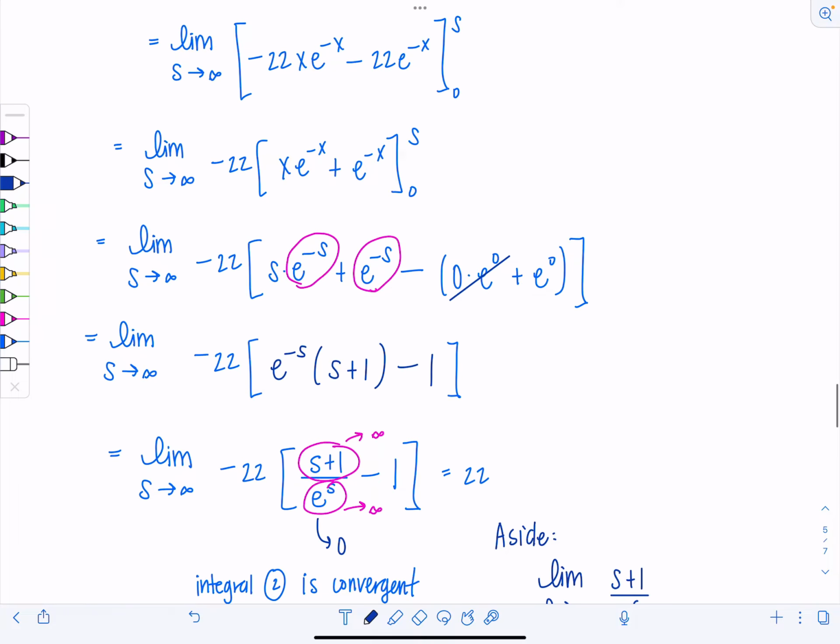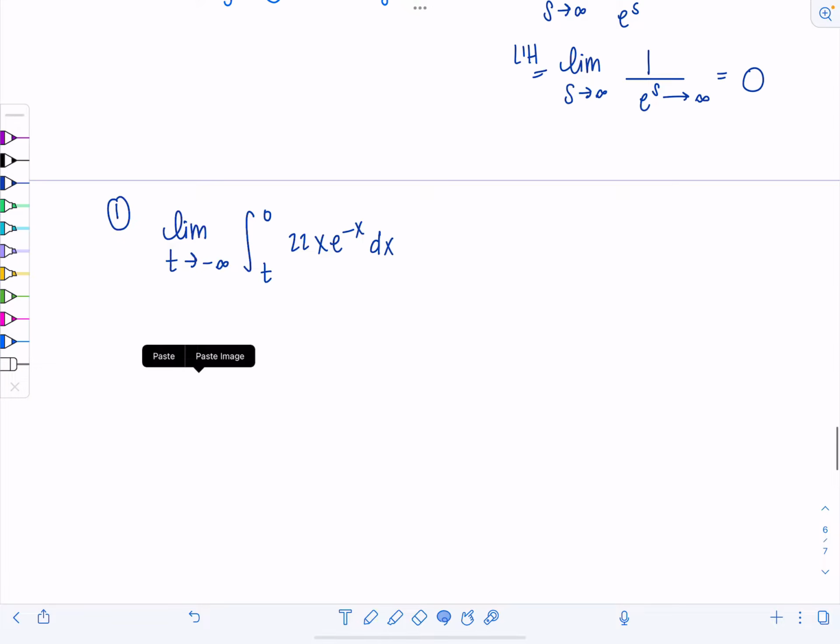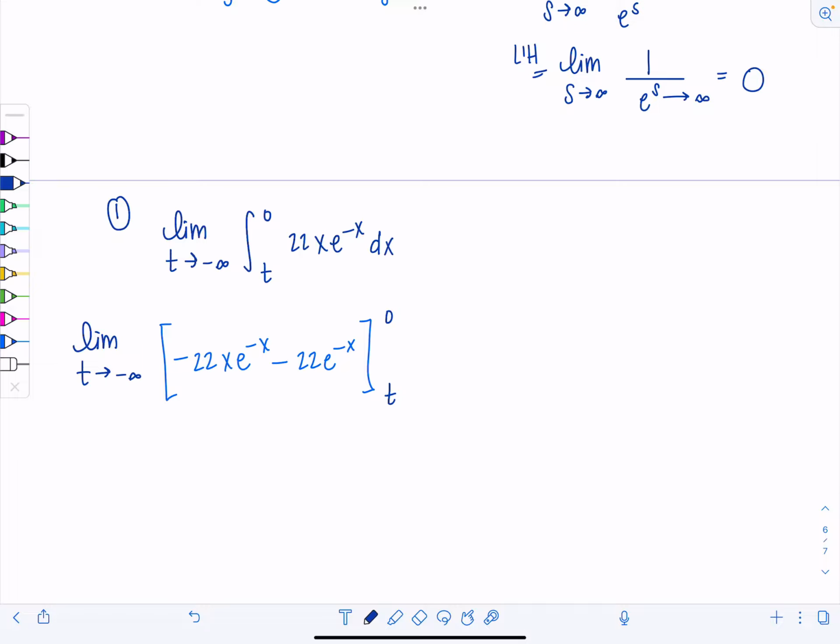So what we can go ahead and do is just copy this antiderivative right here. I'm just not going to use the same limits. We're going to change them to match the limits for integral number 1. So these are different. We're switching them. It's the same antiderivative. I just have the limit as t goes to negative infinity, and the limits are from t to 0. You see that?